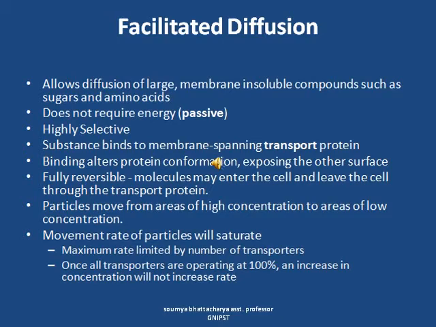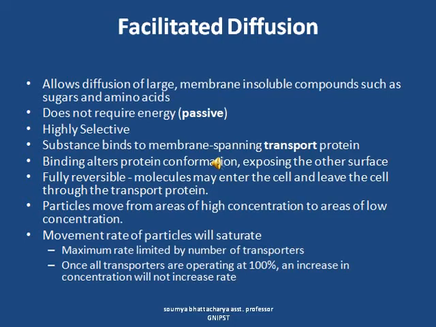A classic example of facilitated diffusion is the GI absorption of vitamin B complexes, especially vitamin B12. An intrinsic factor, a glycoprotein produced by the gastric parietal cell, forms a complex with vitamin B12, which is then transported across the membrane by a carrier system. The movement rate of particles saturates, with the maximum rate limited by the number of transporters. Once all transporters are operating at 100%, an increase in concentration will not increase the rate.